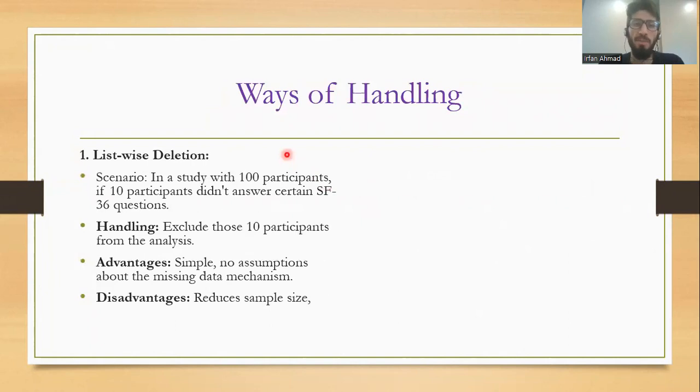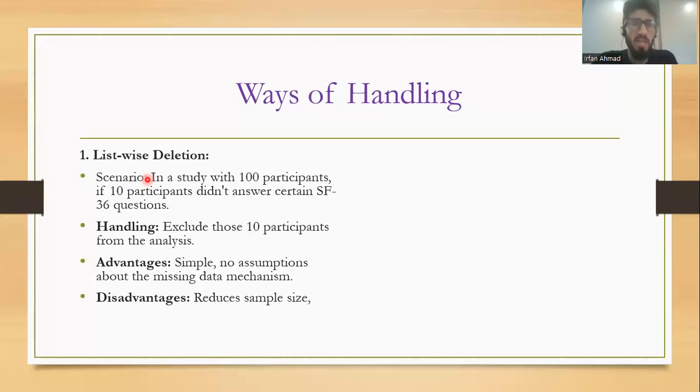Now, ways of handling: listwise deletion. Scenario: in a study with 100 participants, if 10% didn't answer certain SF-36 questions, you exclude these 10 participants from the analysis. This is the easy way. If you are looking for shortcuts, this is the shortcut. You simply delete them. If there are missing questions or responses, just delete it.